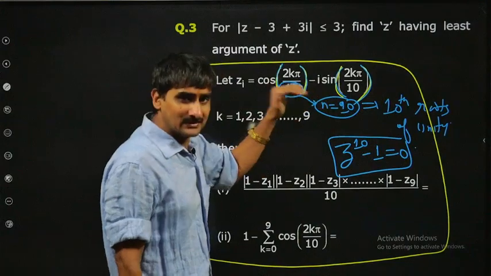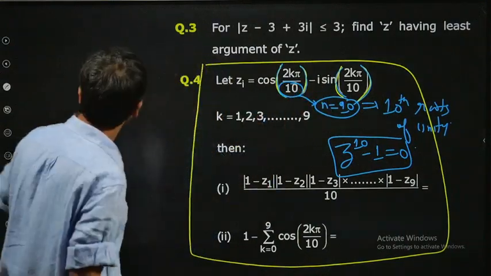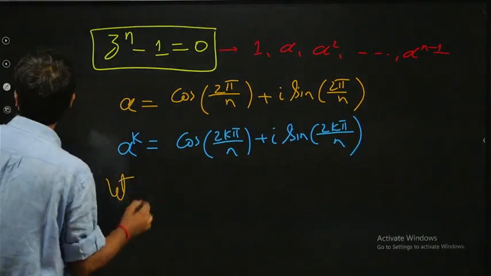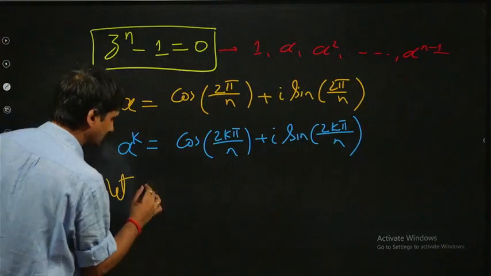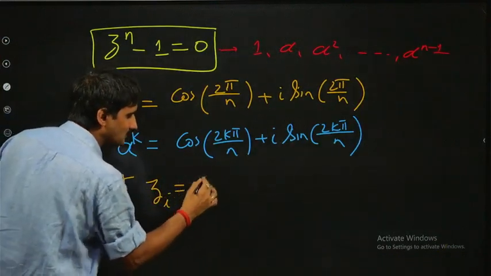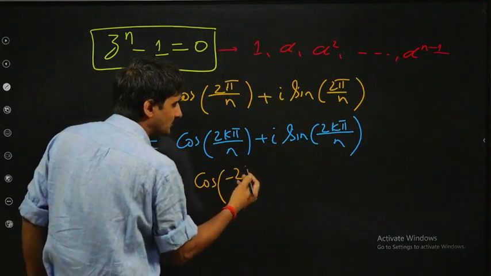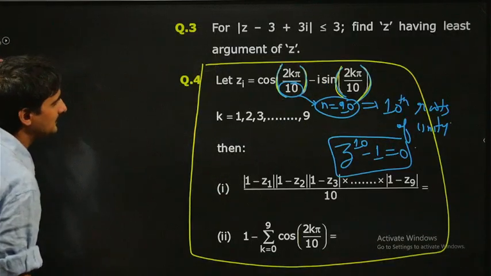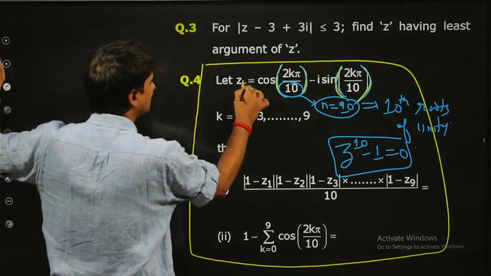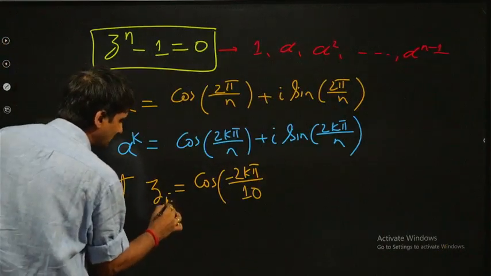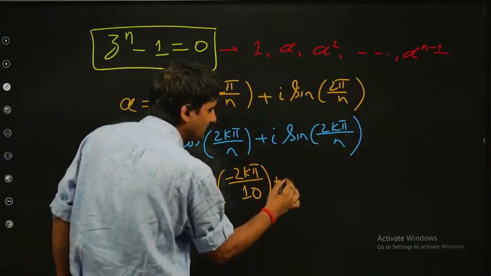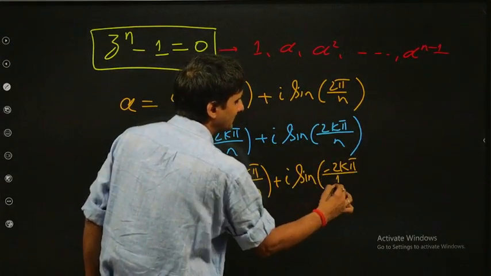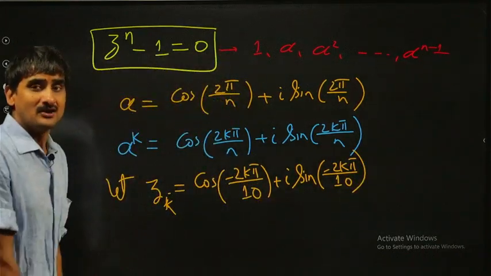Coming back to the point, minus iota. We will take care of that part by saying, let z_k be cos of minus 2k pi by 10, plus iota times sine of minus 2k pi by 10. I think it's better that I take it as k. How will it make the difference?